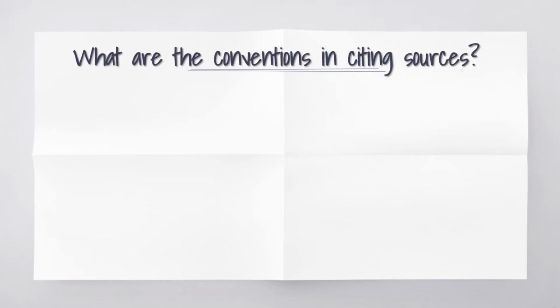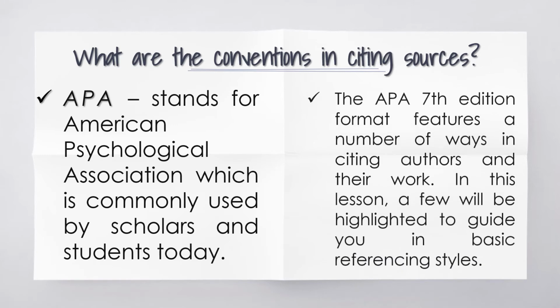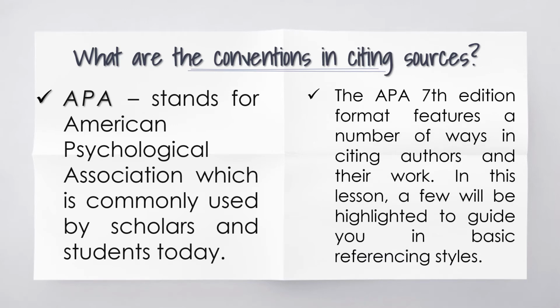Okay, next, what are the conventions in citing sources? So when we say APA, it stands for American Psychological Association, which is commonly used by scholars and students today, as I have mentioned earlier. So the APA 7th edition format features a number of ways in citing authors and their works. In this lesson, a few will be highlighted to guide you in basic referencing styles.